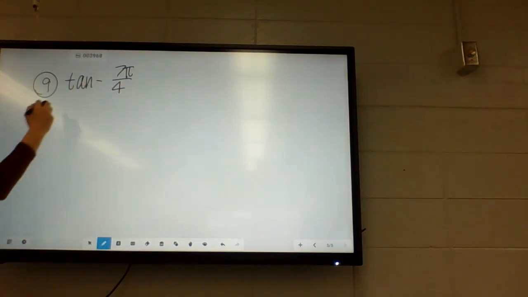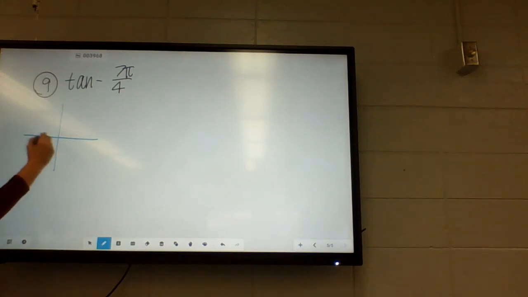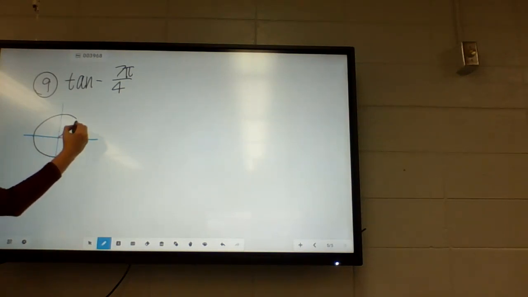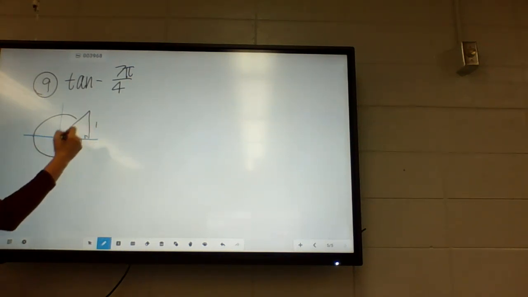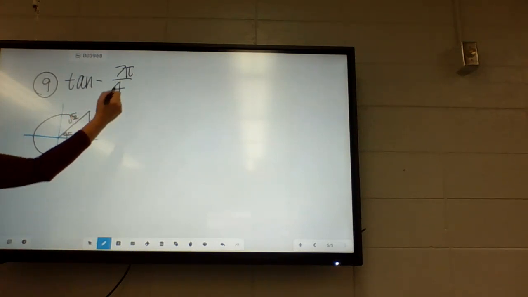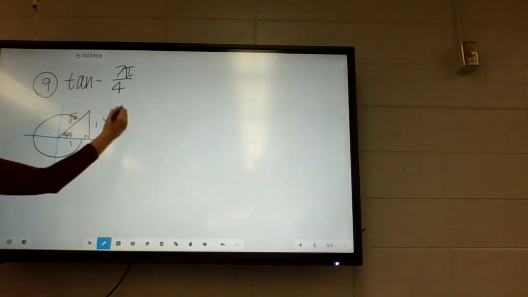So again, looking at our quadrant here, for 7 pi over 4, we have to go negative. So this is pi. 7 pi over 4 is going to be over here, and pi over 4 is a 45-degree reference angle. So this is 1 over 1, square root of 2. So this will just be 1 over 1, just 1.